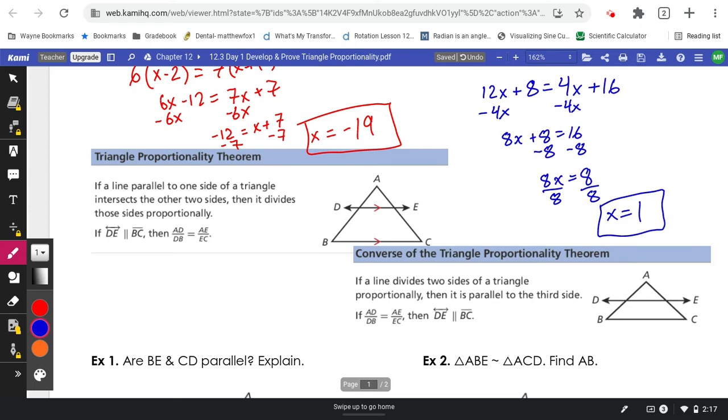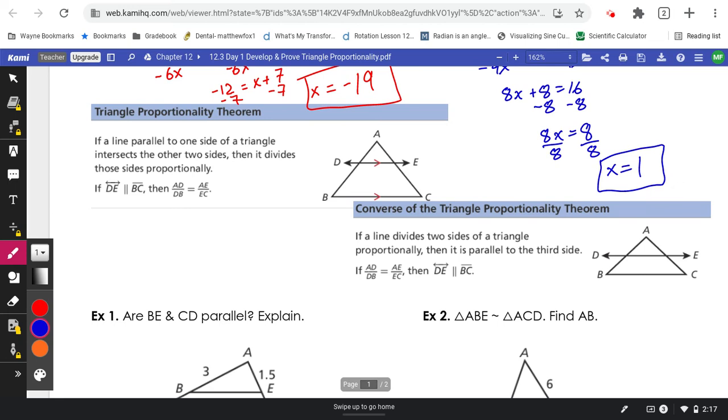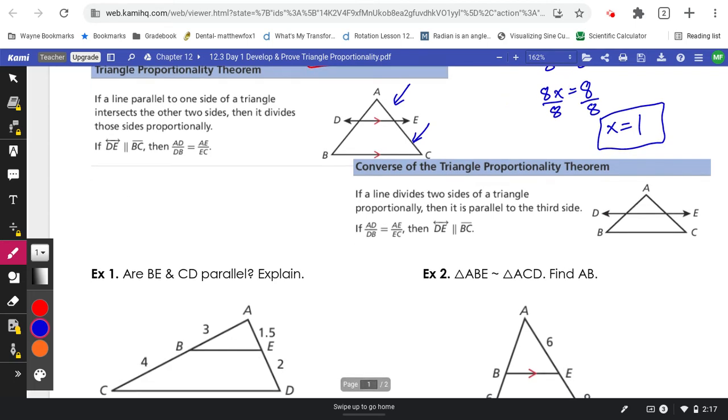All right, now today we are going to talk about something called the triangle proportionality theorem. And as you can see here, it says, if a line parallel to one side of a triangle intersects the other two sides, then it divides the sides proportionally. So right here, you can see there is that little arrow, and on that one there's a little arrow, the red mark. That tells us these two lines are parallel. Okay, BC and DE are parallel. If that's the case, then AD over DB will be equal to AE over EC. And the converse of this, if you see that that is true, that AD over AB is equal to AE over EC, then we know that DE is parallel to BC.